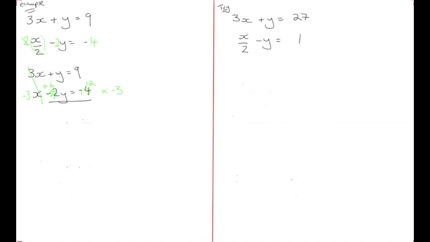So I have y and plus 6y, which is 7y. And then I have 9 plus 12, which is 21. Divide both sides by 7. They cancel. You're left with y is equal to 21 divided by 7, which is 3.